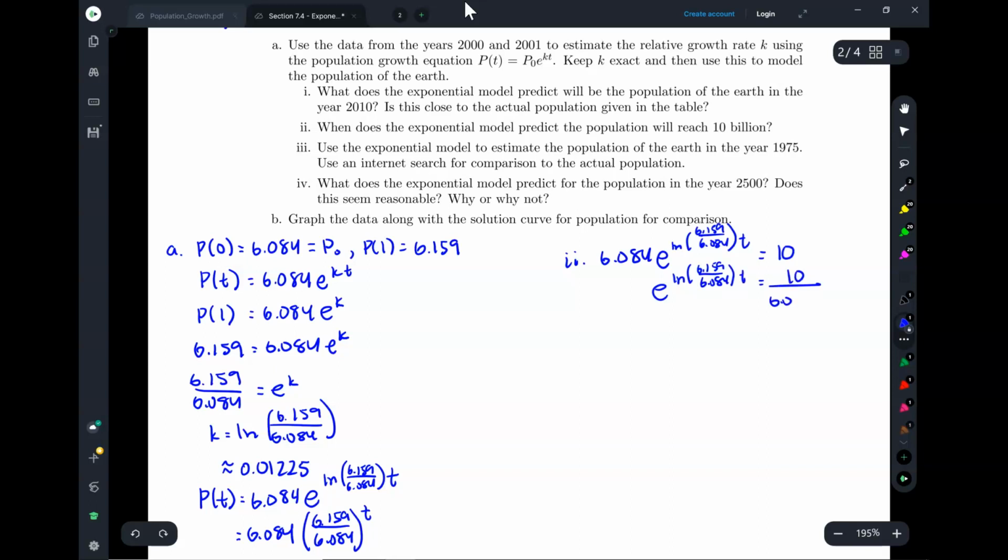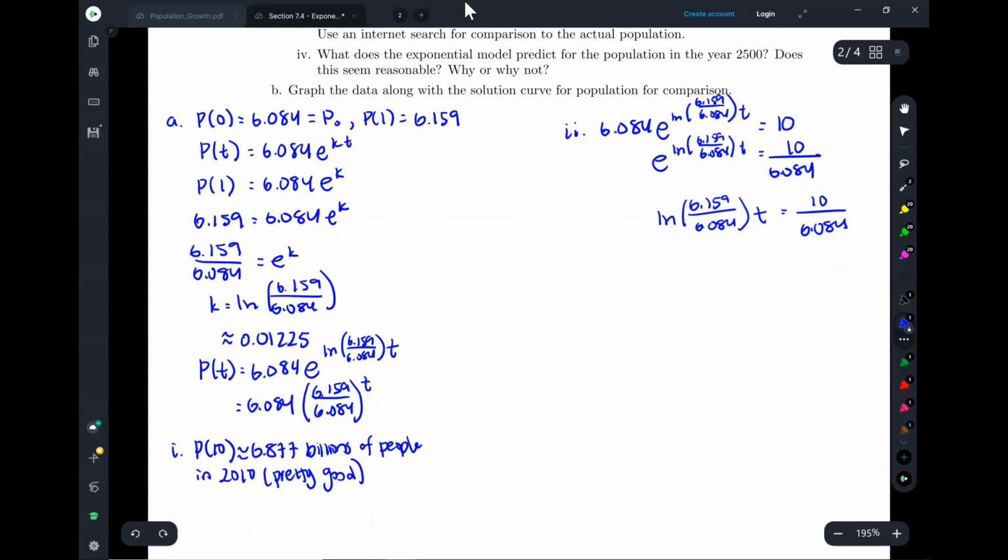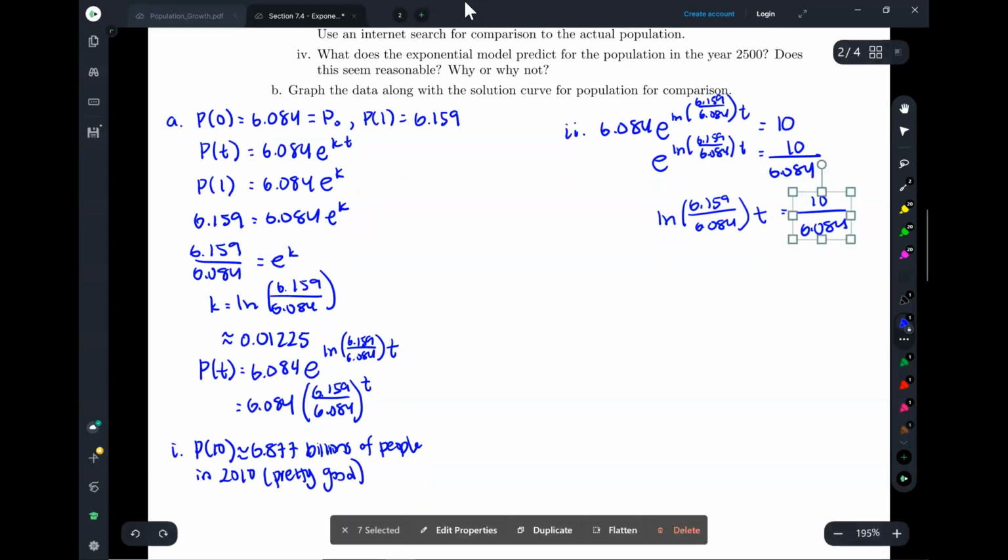Divided by 6.084. Now we'll take the natural log of both sides, which will isolate this exponential piece, which also has a logarithm in it, doesn't it? And again, if you want this to be a k instead, that would be fine. So then we will solve, oh wait, I'm sorry, I forgot to write my natural log in there, didn't I?